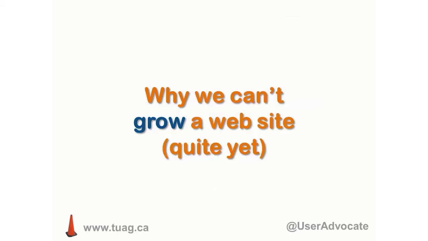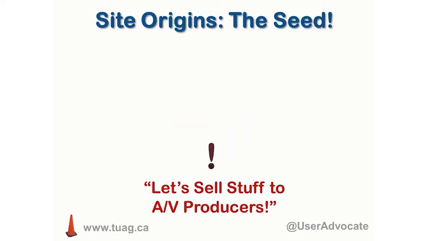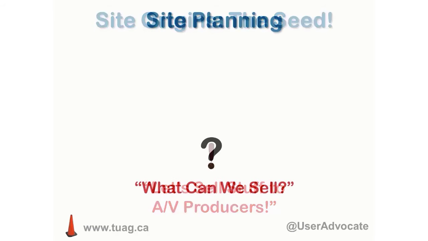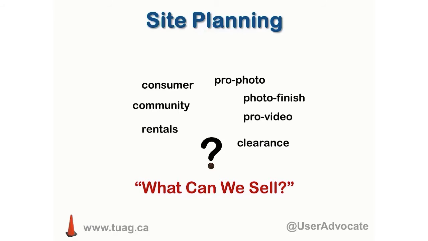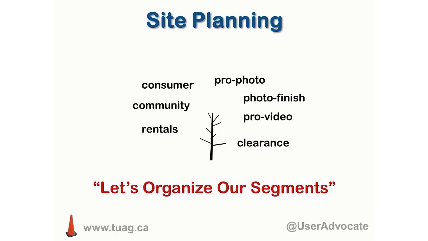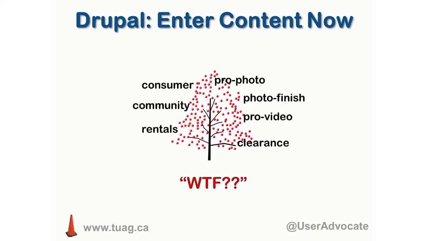So what happens, go through that scenario again. We're talking with our clients, and they've got this great idea. We're going to do a website for camera people. Great, let's sell stuff to AV producers. What can we sell? And there's all our segments, the market segments. And we start to articulate it. And then we are asked for content.